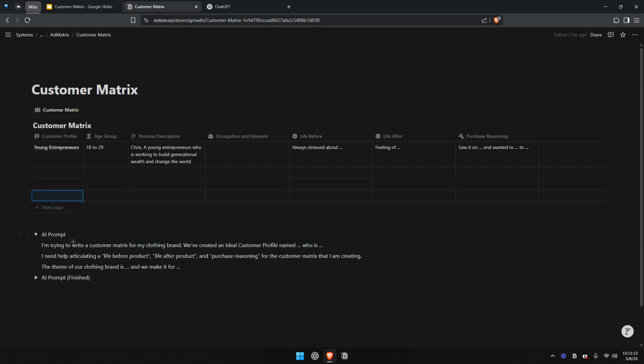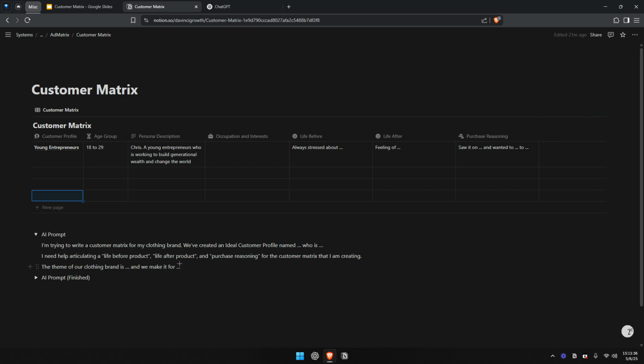So I'm trying to write a customer matrix for my clothing brand. We've created an ideal customer profile named blank, who is blank, right? And you would fill in, Chris, a young entrepreneur who blah blah blah, or whatever your persona is. And then I need help articulating a life before, life after product, and purchase reasoning for the customer matrix I'm creating. The theme of our clothing brand is blank, and we made it for blank.